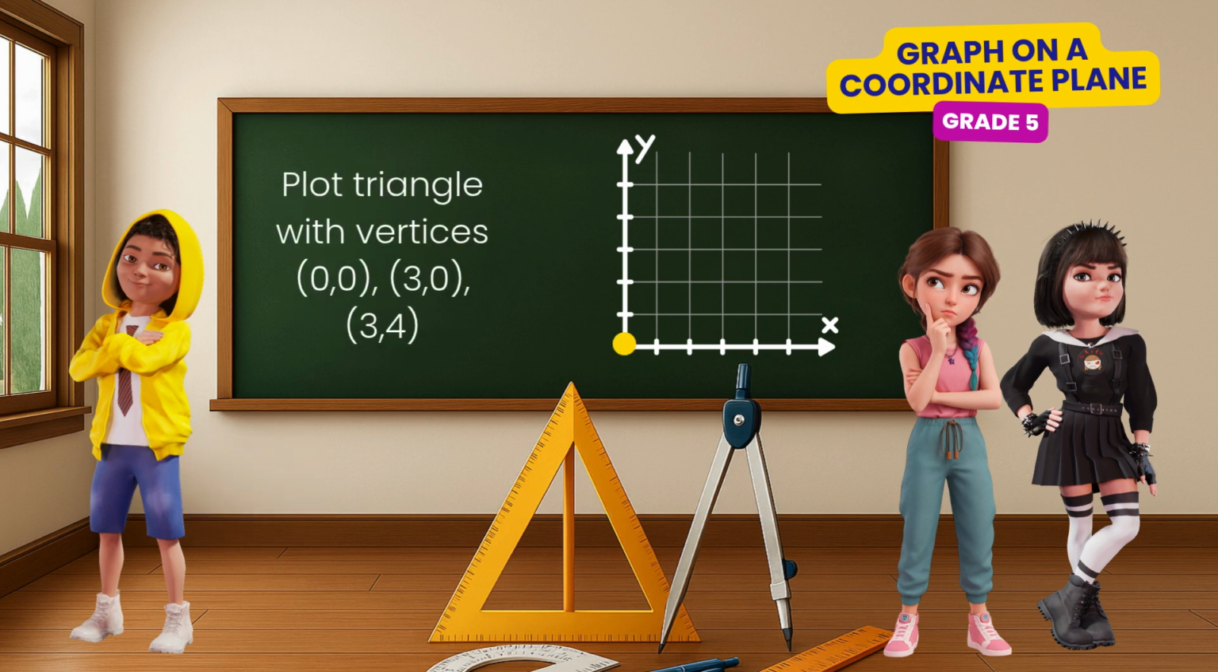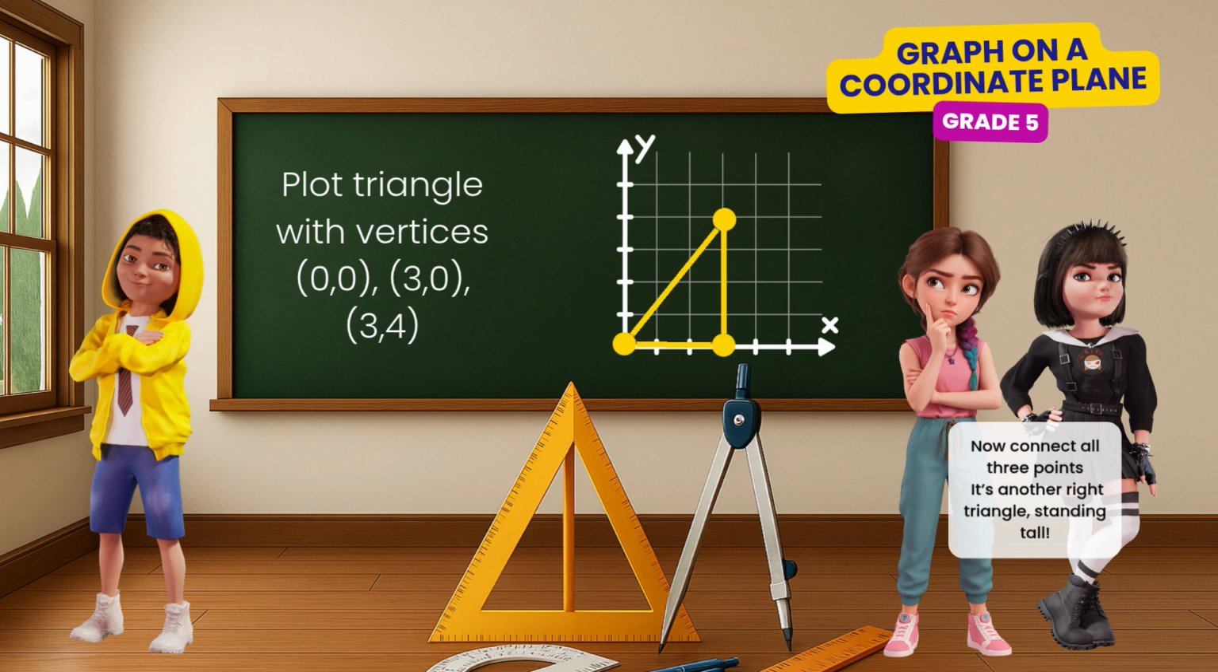Start at (0, 0). Plot (3, 0). To do this, go right 3 and up 0. Plot (3, 4). Now go right 3 and up 4. Now connect all 3 points. It's another right triangle, standing tall.